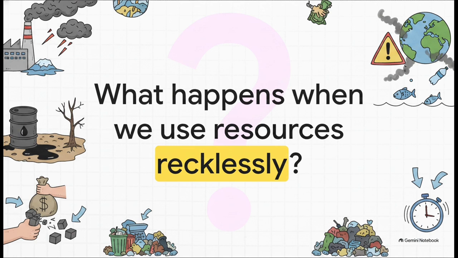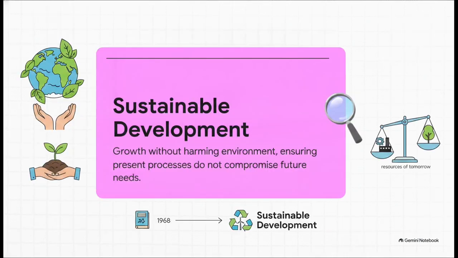It has led straight to huge global ecological crises. I'm talking global warming, ozone depletion, rampant pollution, and severe land degradation. The Club of Rome actually sounded the alarm on this resource depletion way back in 1968. And that warning eventually led the global community to this absolutely crucial concept: sustainable development. Simply put, it means growing our economies today without stealing the resources of tomorrow. It's all about finding that balance.